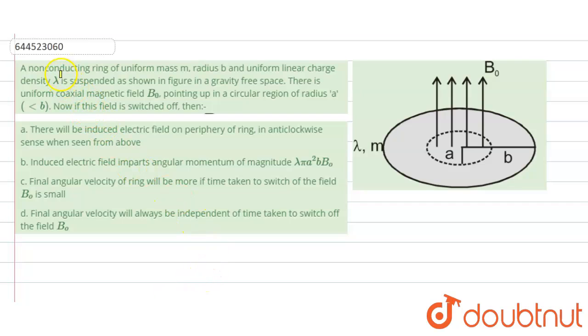Hello everyone, let us start with our question. In this question, what is given is that there is a non-conducting ring of mass m and radius b and uniform linear charge density lambda, as shown in the figure, in a gravity-free space.